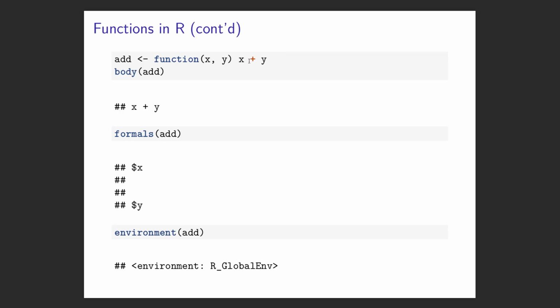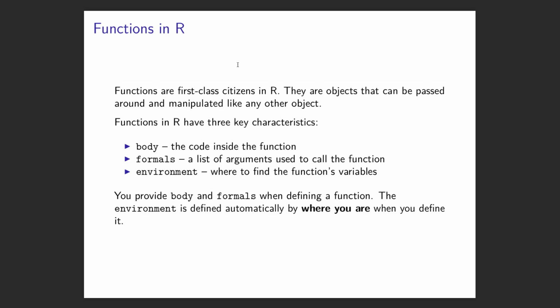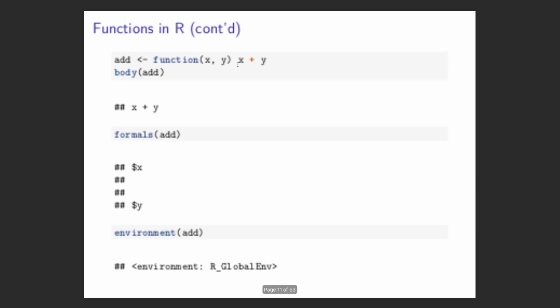And that's because we created this function in the global environment. That's where we usually are when we're writing our code. So the environment is just defined automatically by wherever you are. Usually that's going to be the global environment.